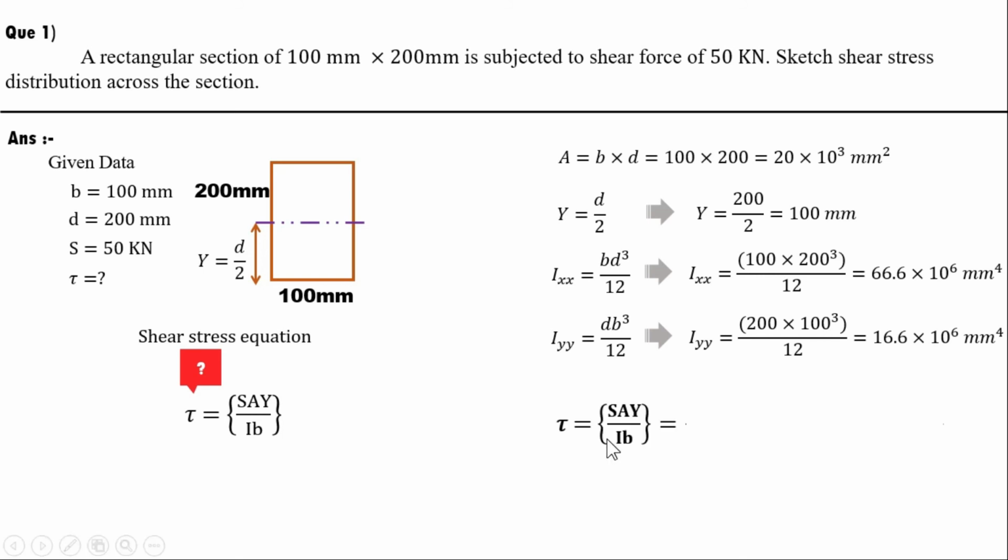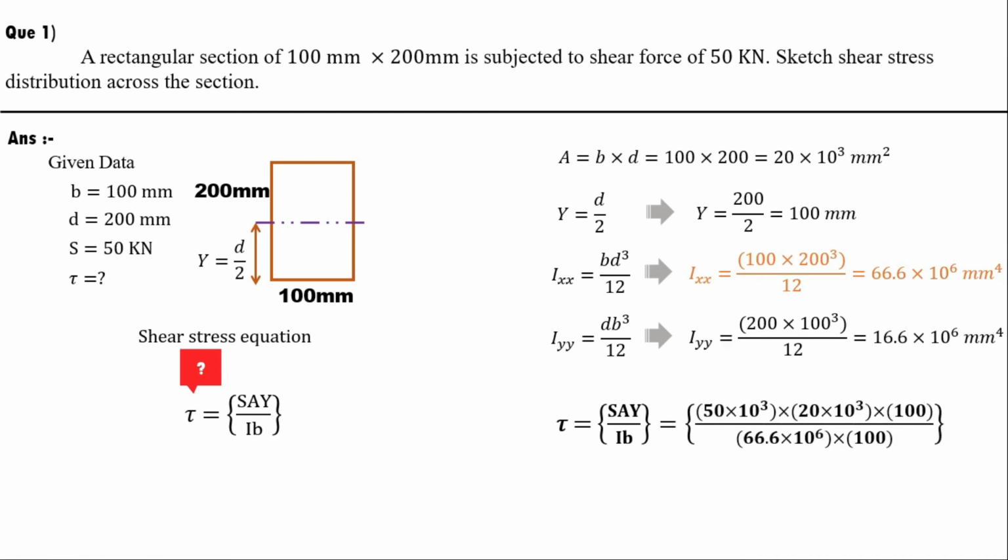So let us put the values of SAY and IB in the equation. A little bit of a problem about I: we have to select the I from these two. Here I am selecting Ixx, that is 66.6 into 10 raised to power 6 mm raised to 4, because it is maximum in magnitude. If I do the calculation, I get tau is equal to 15 Newton per mm square.